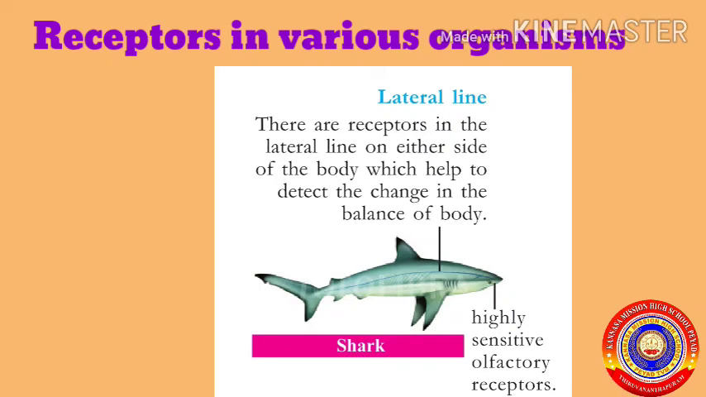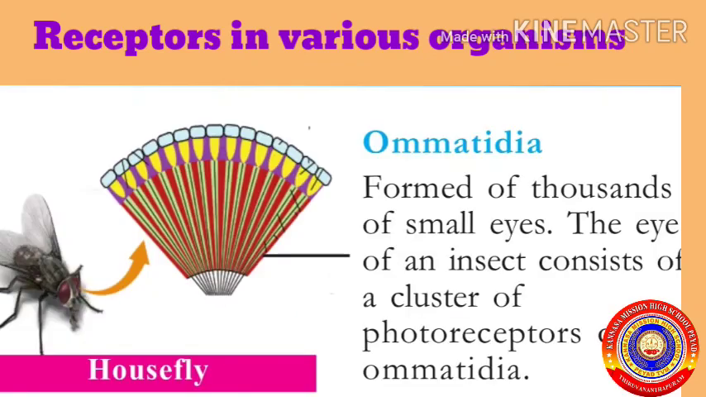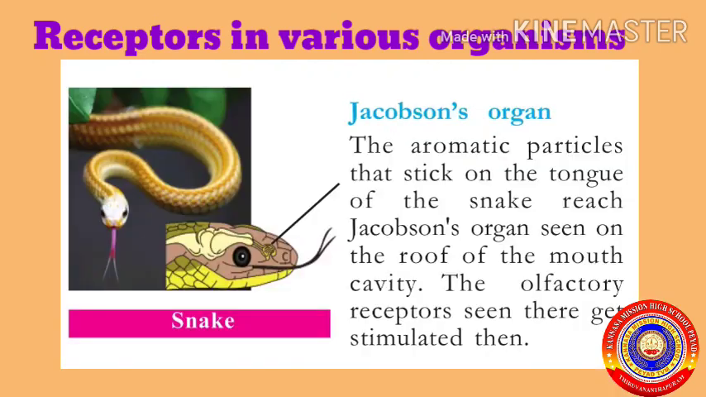At the tip of the shark you can see a highly sensitive olfactory receptor. That is a peculiarity of the shark. The housefly contains the receptor called ommatidia, which is formed of thousands of small eyes. The eyes of an insect consist of clusters of photoreceptors called ommatidia.